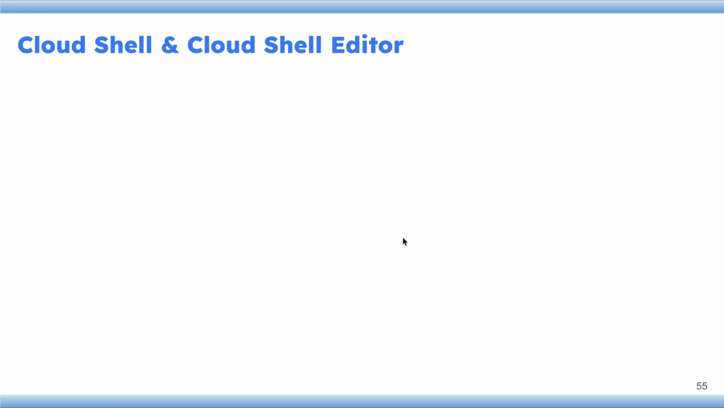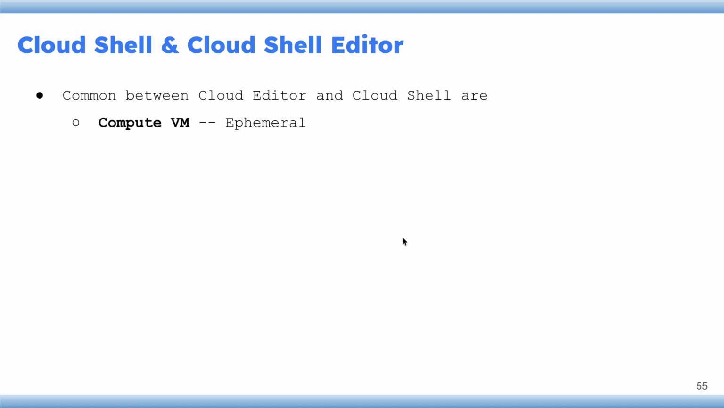And moving on to the next thing, we will be understanding what the common things are between Cloud Shell and Cloud Editor. The first thing is the compute VM. This VM is ephemeral. The virtual machine that powers your Cloud Shell is temporary. The next one is storage. This storage is persistent and it has a capacity of 5 gigabytes. And this storage is mounted as your home directory, and files stored here are saved even when your virtual machine is deleted.